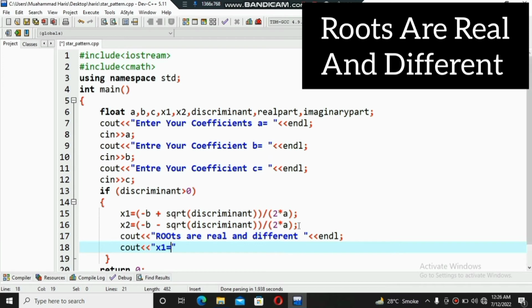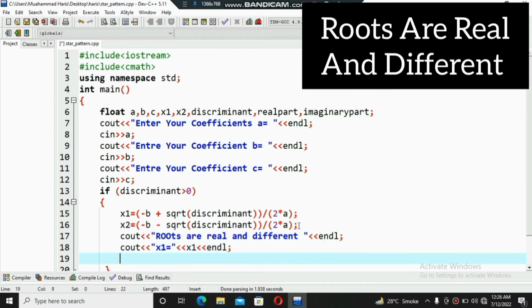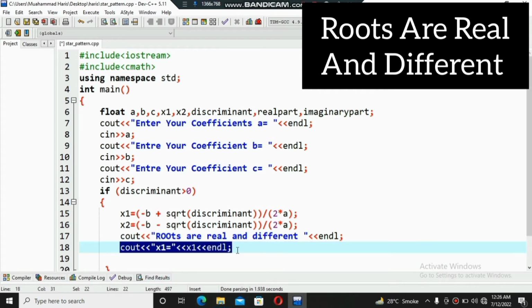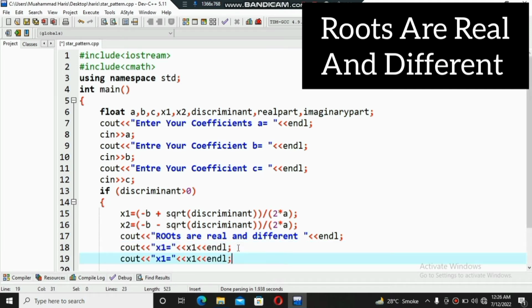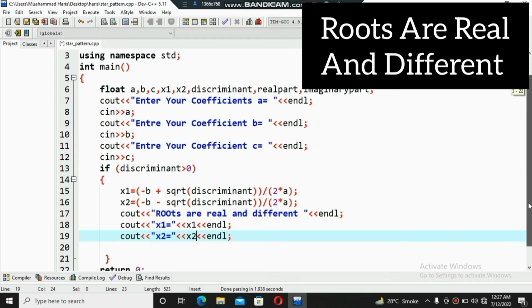x1 and x2 are the solutions. If the discriminant is greater than 0, it will print x1, and I also want to print x2. So in the next step I want cout. Copy this line and paste it here again, change x1 to x2, and print x2. So this will print both solutions, x1 and x2, of the quadratic equation.